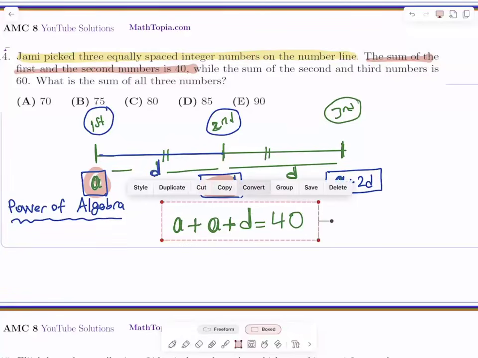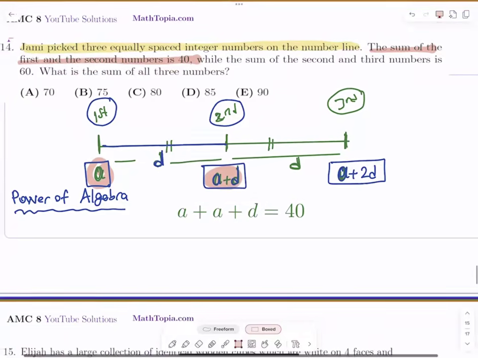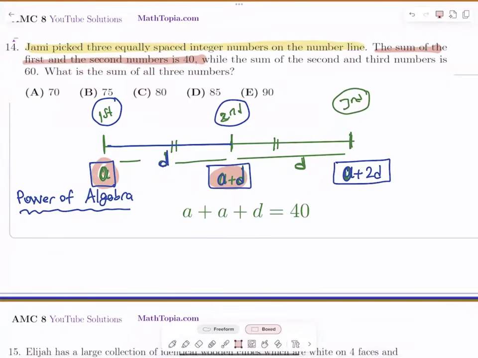I'm going to make it mathematical notation. So that's good. And what about the second equation, the second piece of data? The sum of all three numbers is going to be equal to 60. So A plus second and third, right? A plus D plus, A plus A plus 2D equals 60.